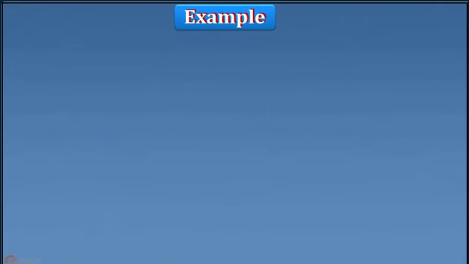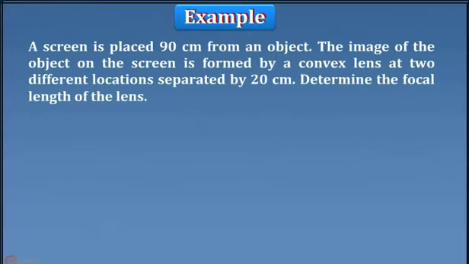Let us have another example. A screen is placed 90 cm from an object. The image of the object on the screen is formed by a convex lens at two different locations separated by 20 centimeters. Determine the focal length of the lens. Let us have the solution.